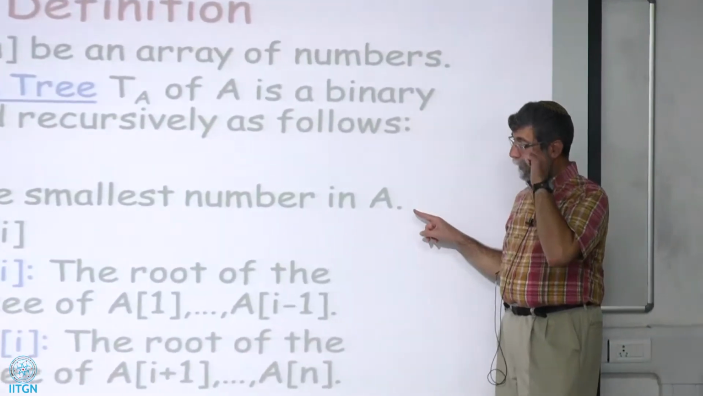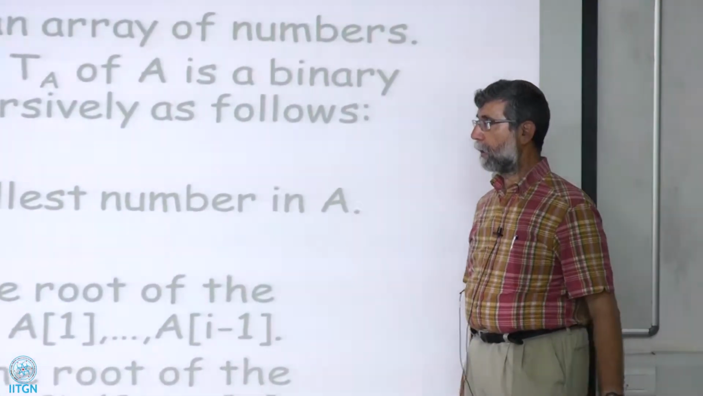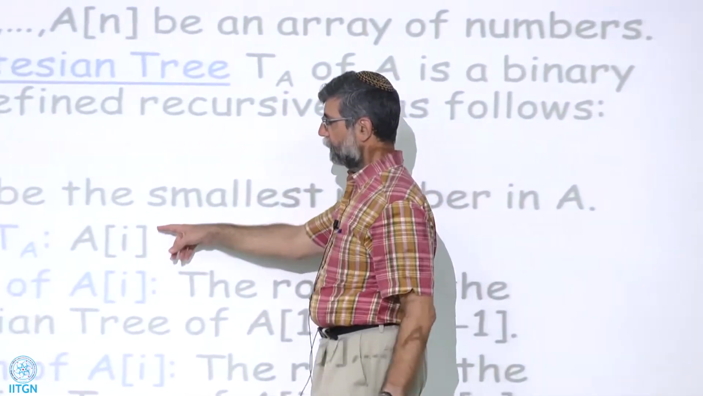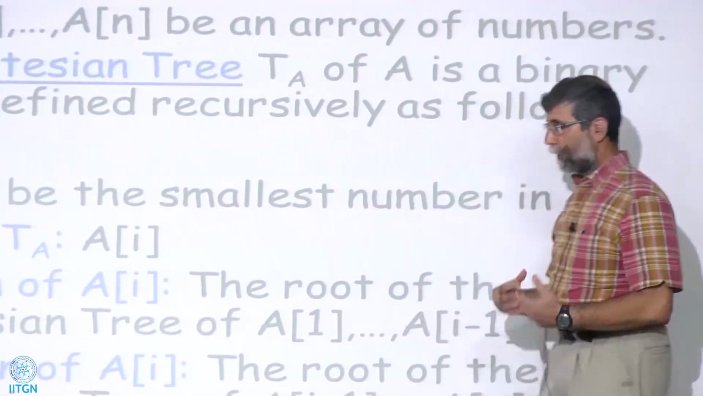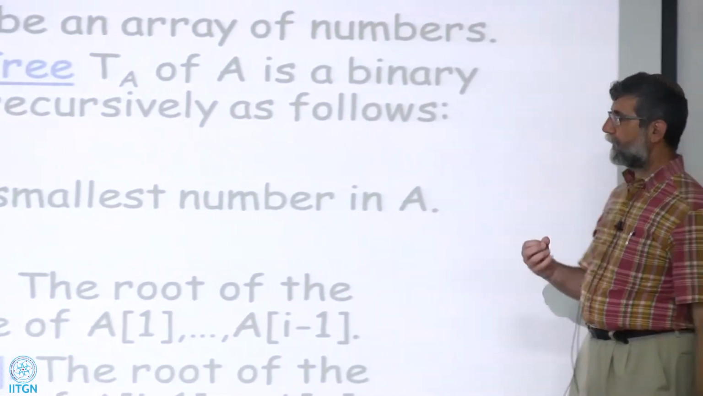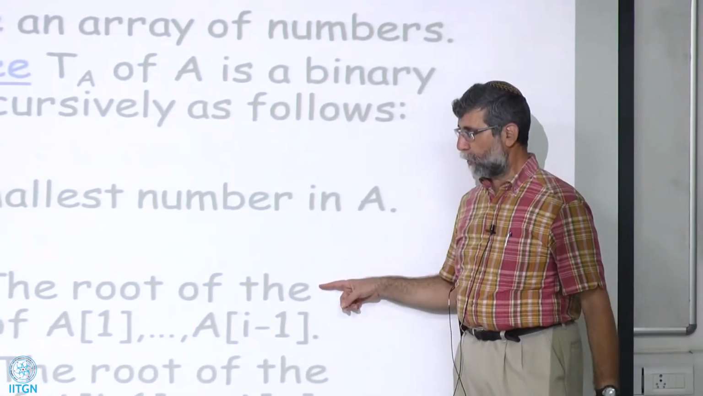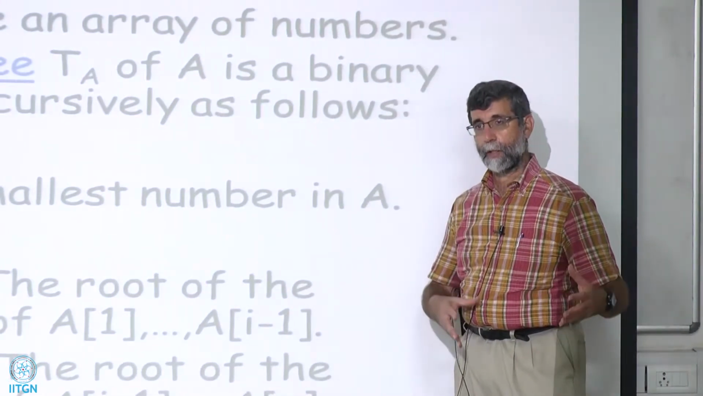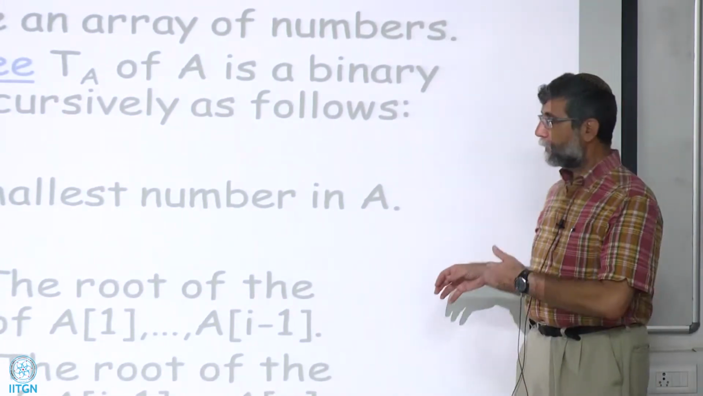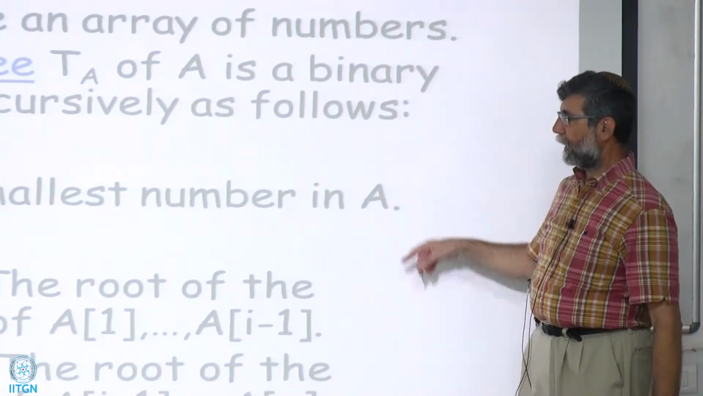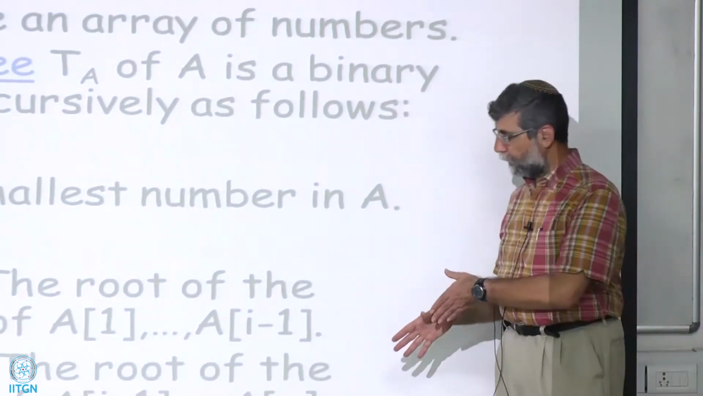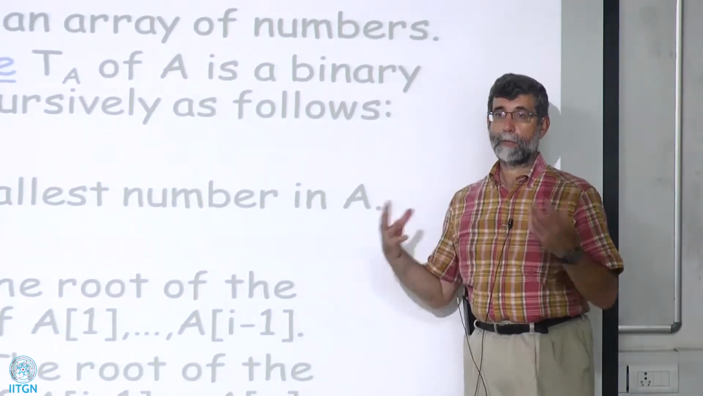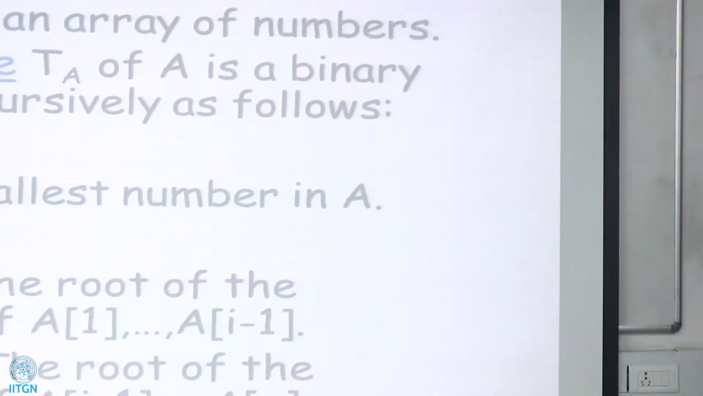Let A_i be the smallest number in A, and that is going to be the root of the Cartesian tree of A. So that's going to be A_i. And recursively we define the left son of A_i to be the root of the Cartesian tree of A_1 through A_{i-1}, of everything that's to the left of it. And the right son of A_i is the root of the Cartesian tree of everything that's to the right of A_i. That gives you a recursive definition, and you've got your Cartesian tree.